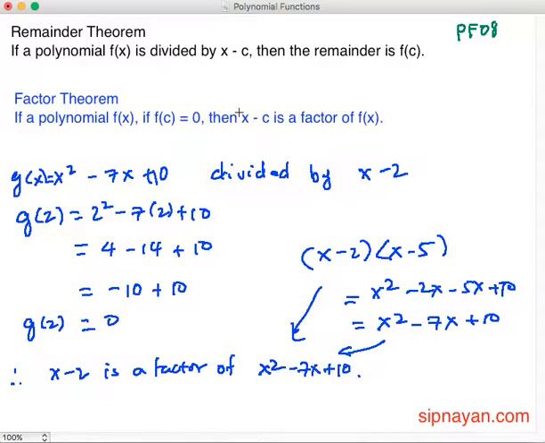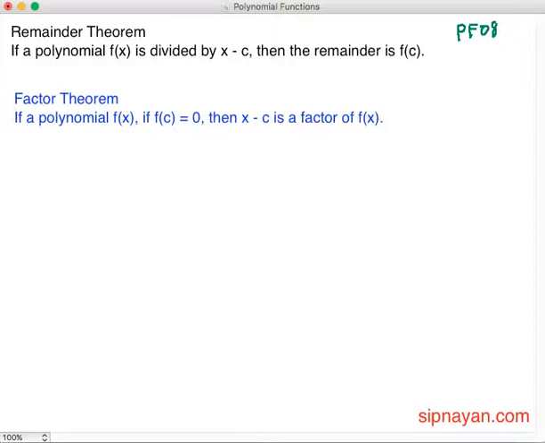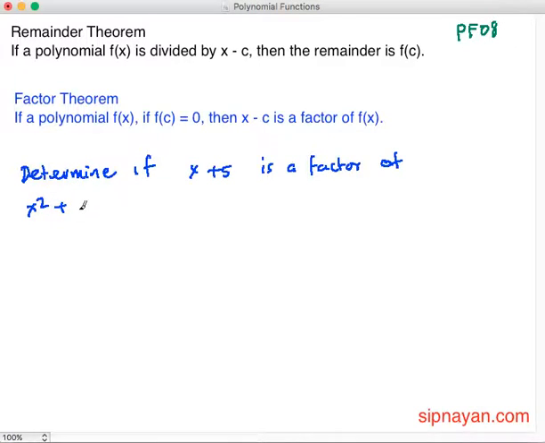Okay? So, what is a sample problem for that? For example, exercise. Determine if x plus 5 is a factor of x squared plus 12x plus 35.